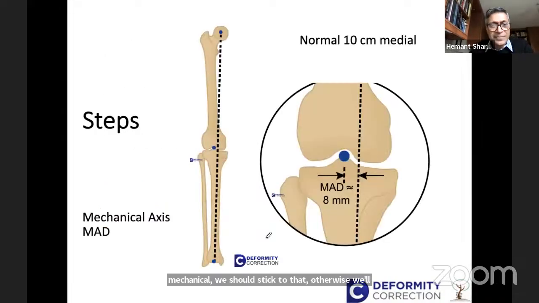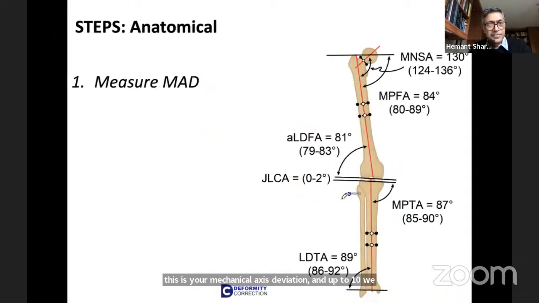So step one is principally you draw a line from the center of the hip to the center of the ankle, and it will pass somewhere in the medial side or in the center, and we need to measure this distance, and this is your mechanical axis deviation. And up to 10 millimeters we consider as normal.